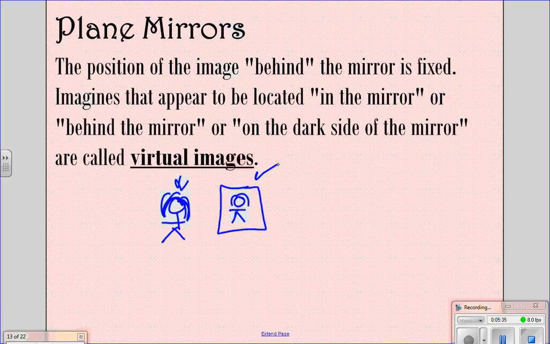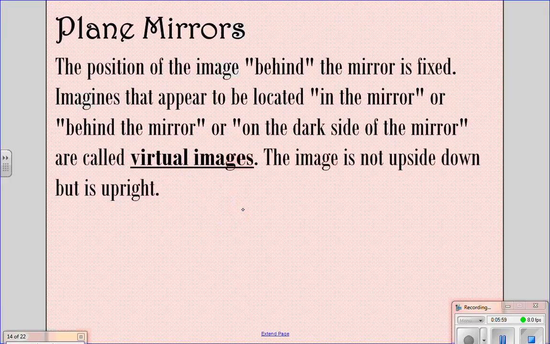This one here is an image that is behind the mirror, or it's in the mirror, or on the dark side of the mirror. It's a virtual image. It's not real. It's just reflected from this actual person right here. And so the position of this virtual person is fixed. It's not going to change. The image is not upside down, it's upright.